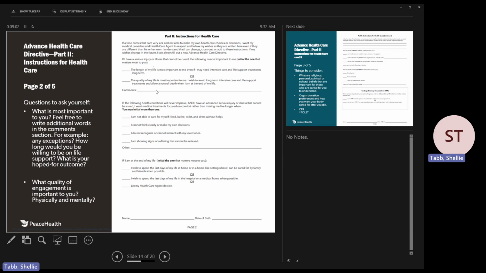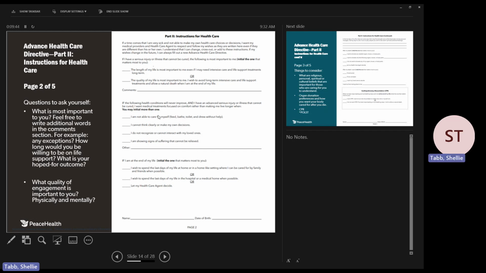Now, the nice thing about this form too is that it does give you the ability to write comments. You could make a comment about how long you'd want to be on life support. Those are questions to consider. It's like maybe you would want to be on life support for, give it a try for a week or a few days, and then discontinue it if it was no longer being helpful. Those are all things that you can write down in this comment section and in the comment sections of subsequent pages. Other things to ask yourself is what's most important to you?